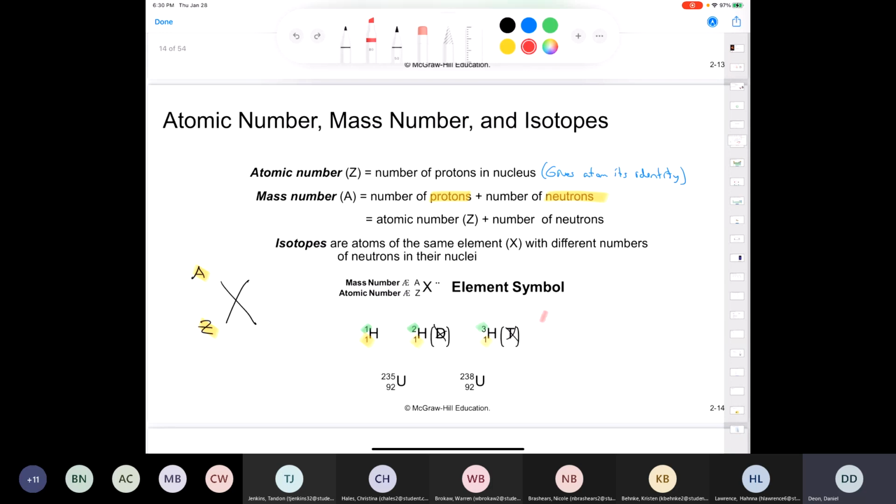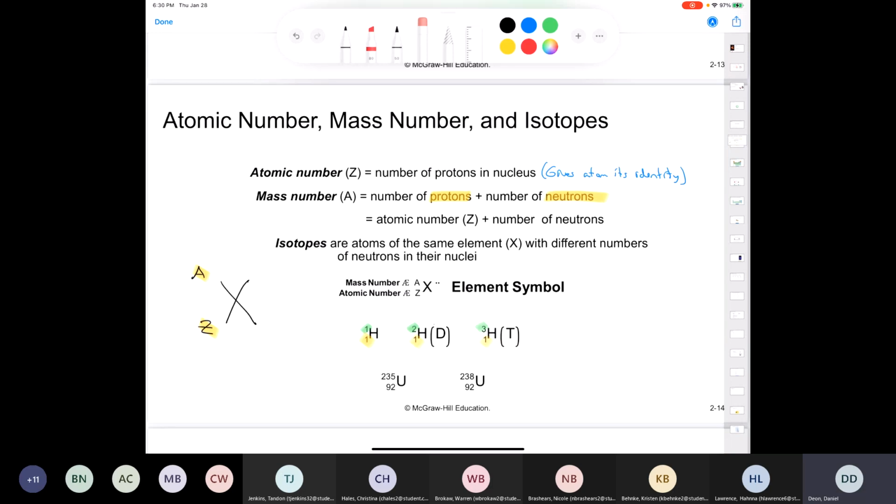Now, the way you describe these is the first one, you would call it hydrogen 1. The second one, you would call it hydrogen 2. And the last one, you would call it hydrogen 3. That's how you would actually name those 3 isotopes. Now, you're probably wondering why I crossed out the D and the T. I did it because I didn't want you to get confused.